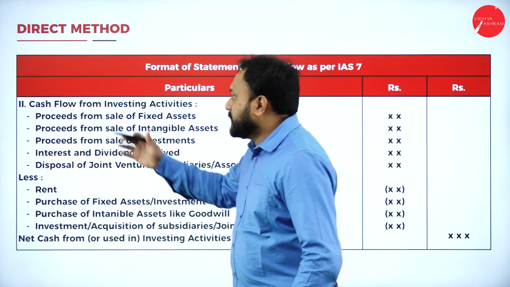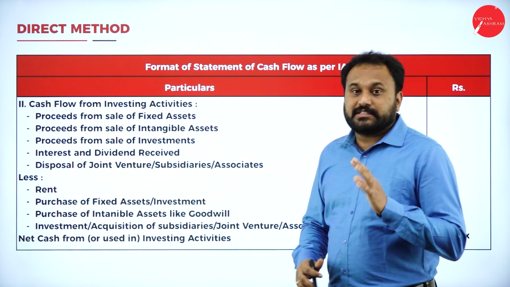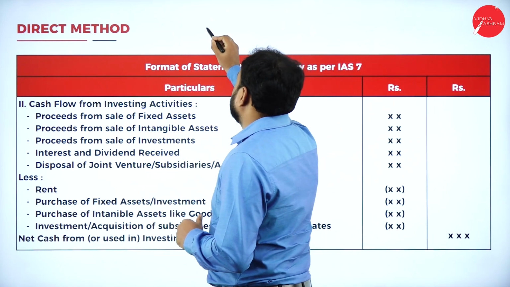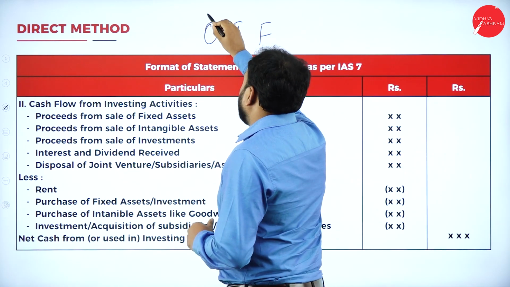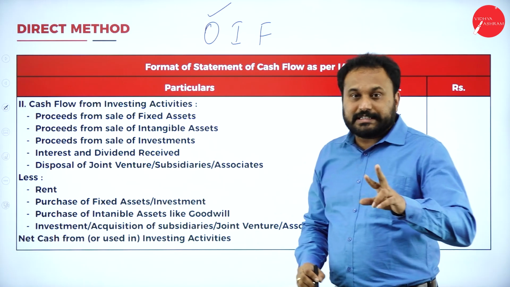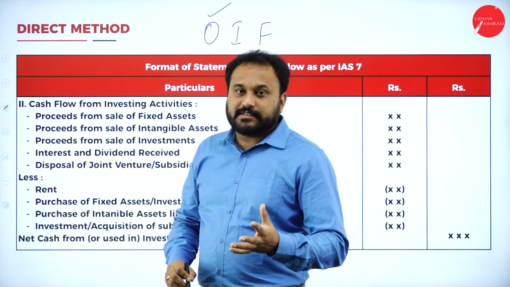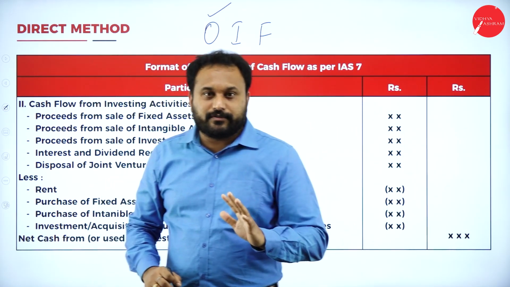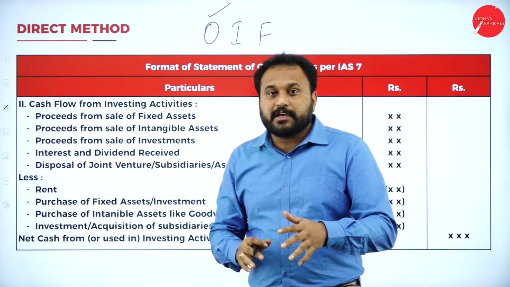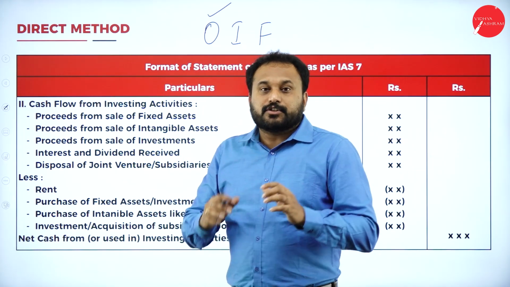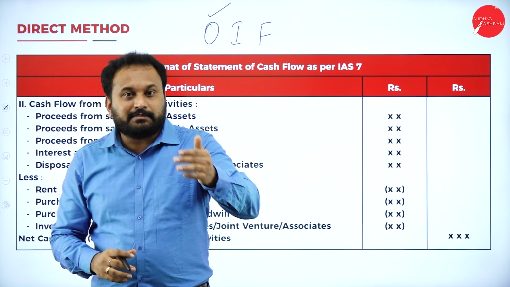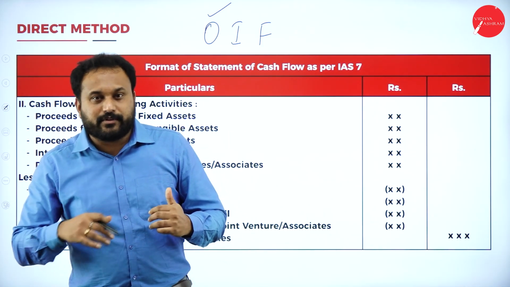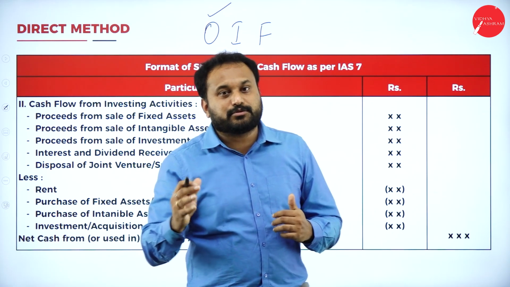Next, we'll go with the cash flow from investing activity. What are we supposed to do? See, operating is there, investing is there, financing is there. Operating is done. Next, two more are there. What exactly is investing? Again, inflow and outflow. If you calculate that, that will become your net investing. So here, what is the trick? How to remember? This is very simple. Whatever comes in, you are supposed to add. Whatever goes out, you are supposed to subtract.